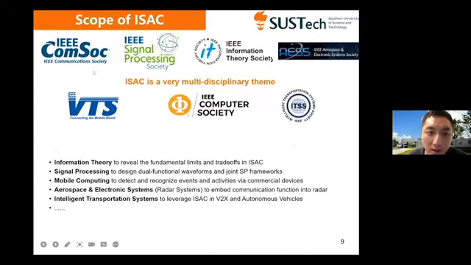So as we can see, there are at least 7 societies of IEEE involved in the research of ISAC, and maybe more. For example, the Microwave Theory and Techniques Society, MTTS, is also considering designing a novel front end of integrated sensing and communication systems. Okay, this is the scope of ISAC.